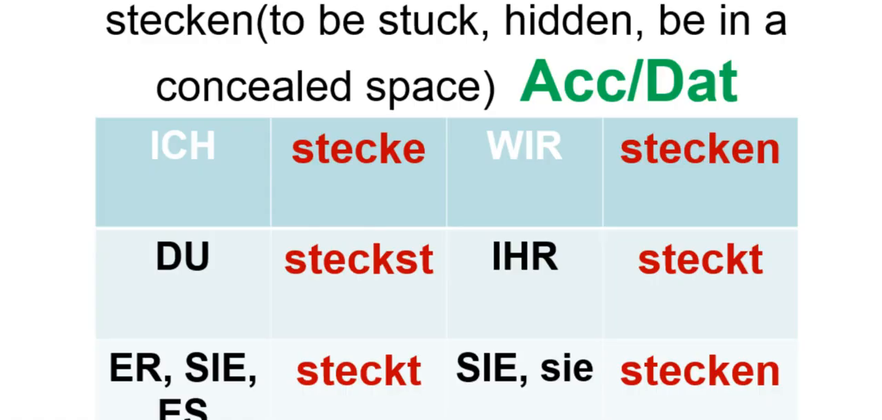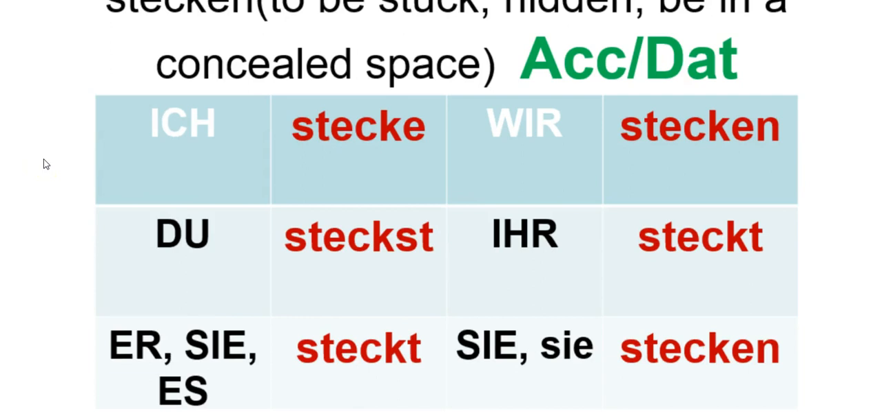Stecken can be either one. So you can hide something or it can be hidden. Ich stecke, du steckst, sie es steckt, wir stecken, ihr steckt, sie stecken.